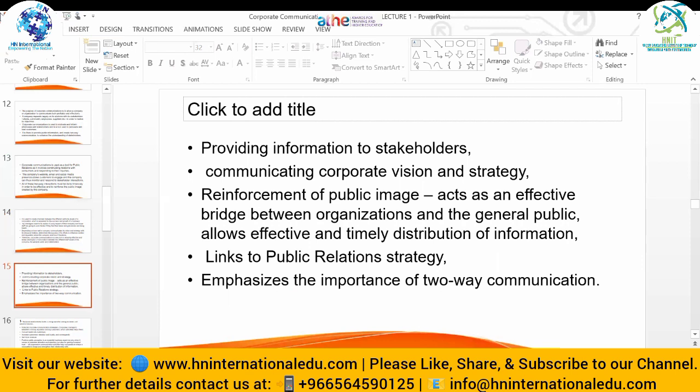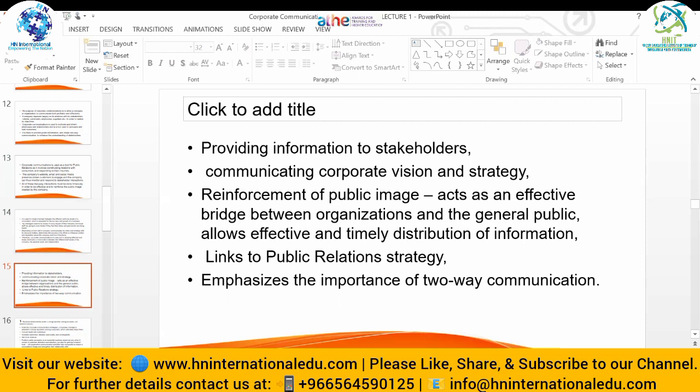Then we have providing information to the stakeholders. Obviously, what is happening inside the organization, the stakeholder must be aware of it. Communicating corporate vision and strategy. Again, every organization has their own vision, has their own strategy to work. Maybe they promote remote working, maybe they promote on-the-job work.